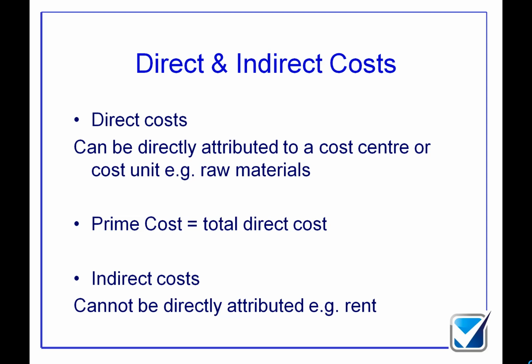My prime cost is direct raw materials plus direct labour plus direct other. It's total direct costs. Prime cost is total direct costs.